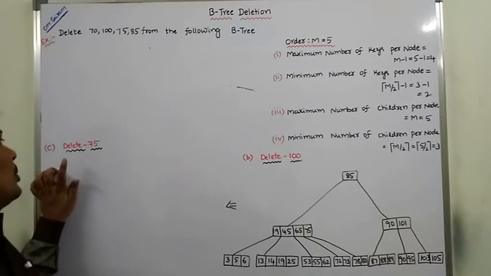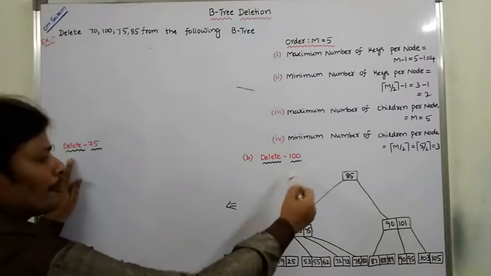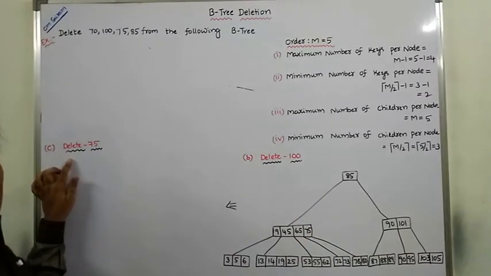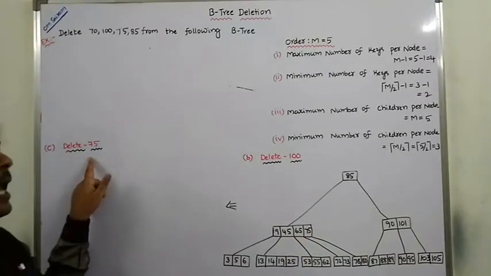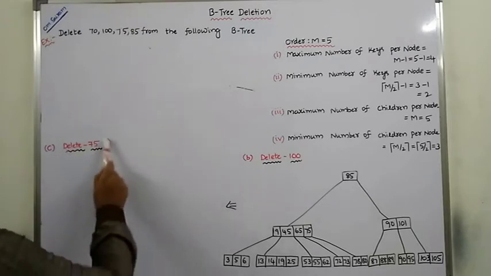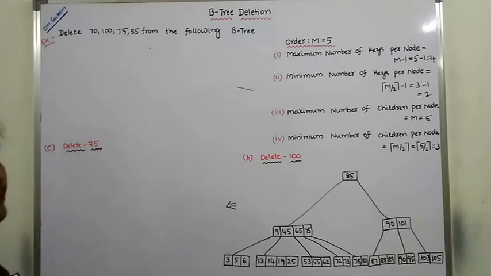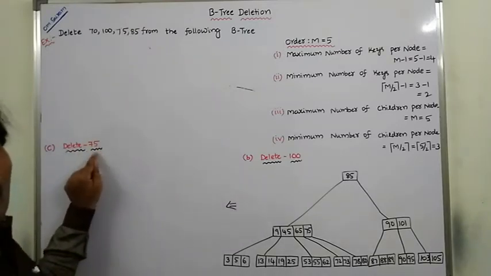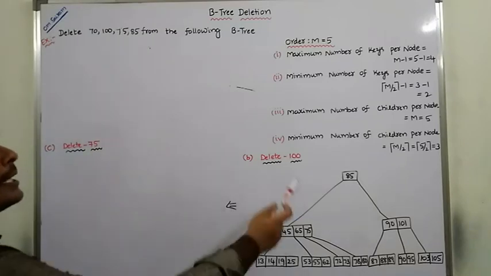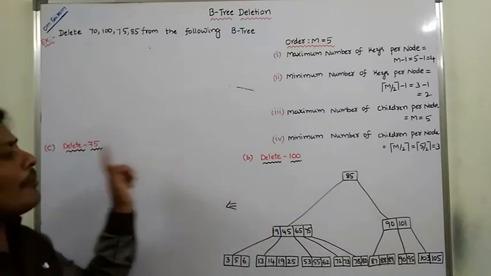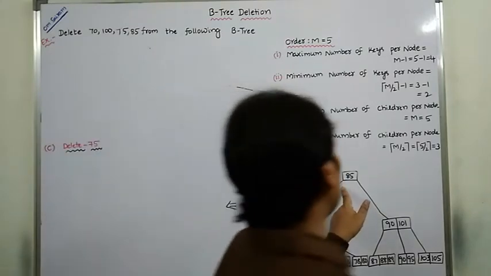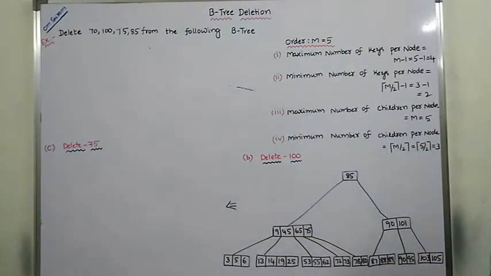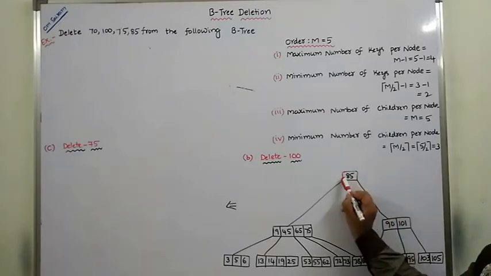Next we have to delete 75 from this B tree. Here the target key element is 75. First we have to find the target key element in this B tree. 75 is compared with 85. 75 is less than 85, so go to the left pointer.